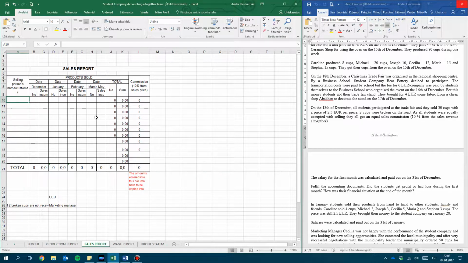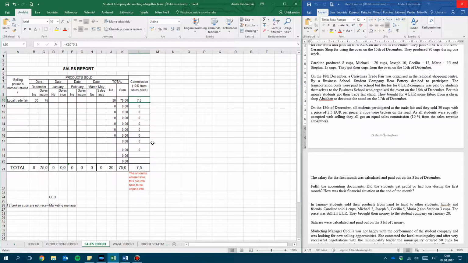We can just say it was a local trade fair where they sold 30 cups. And therefore, their sales income is €75. That's €2.5 per cup times 30. Yeah. And the commission is automatically calculated here. We had a sum of €75 and altogether €7.5 were paid out. That means €1.25 per person.